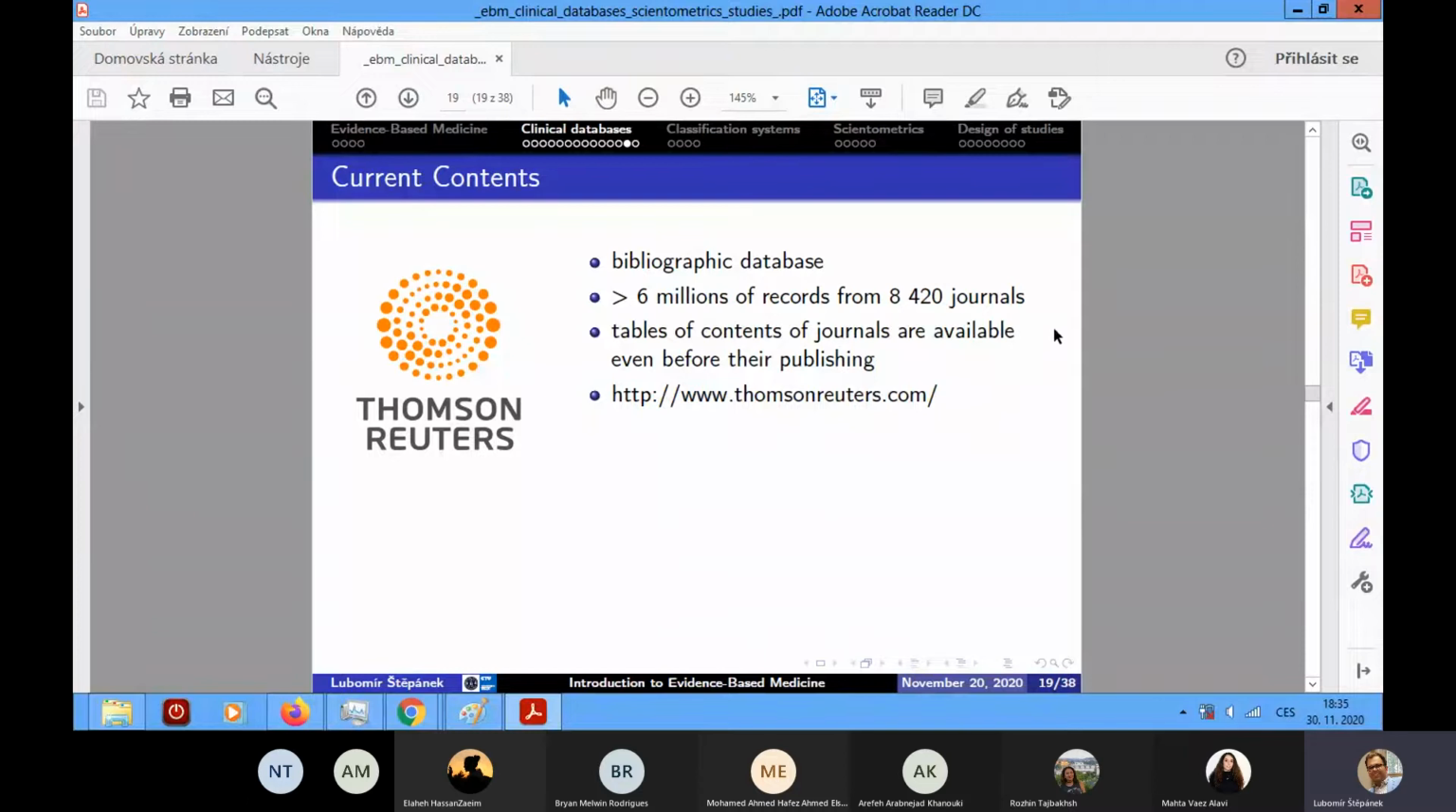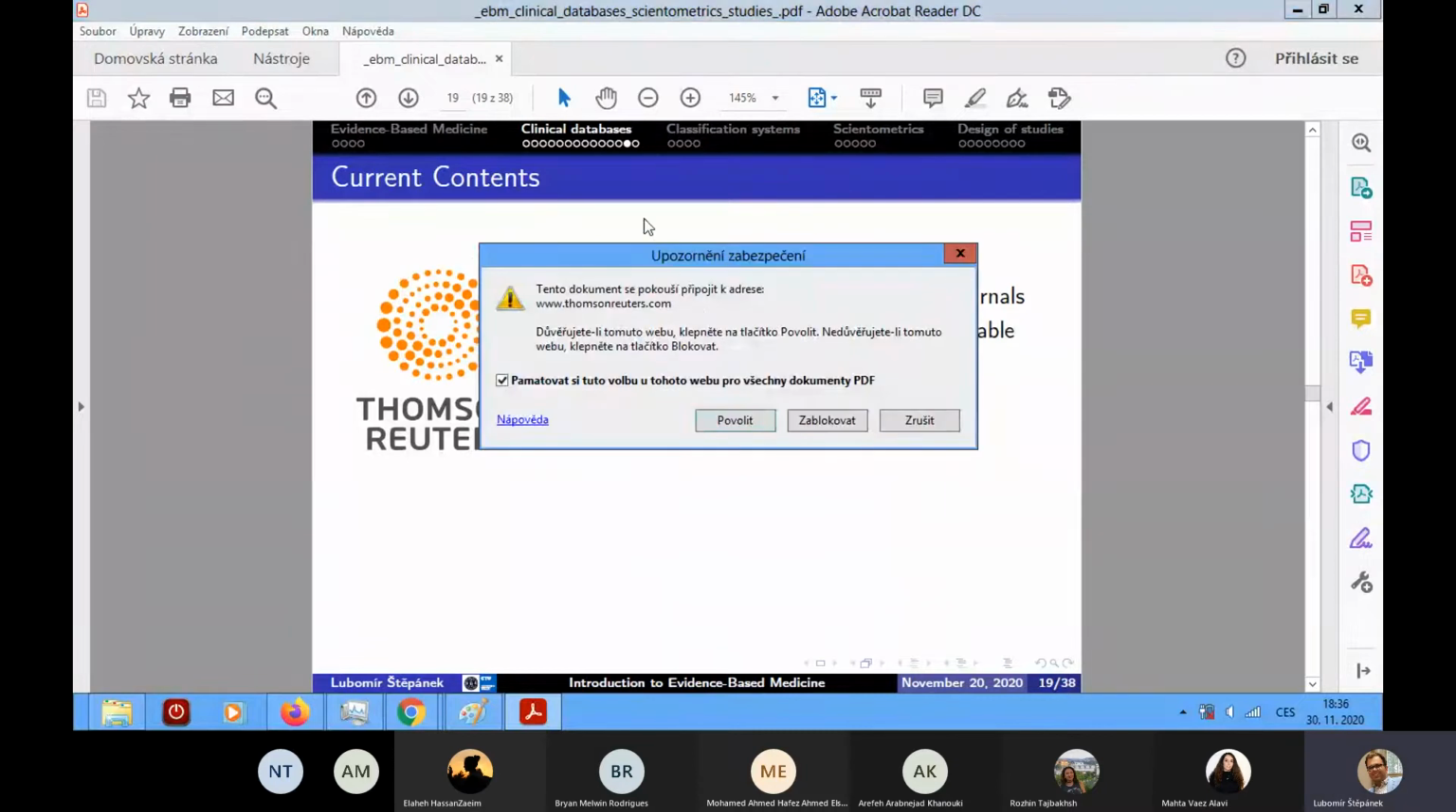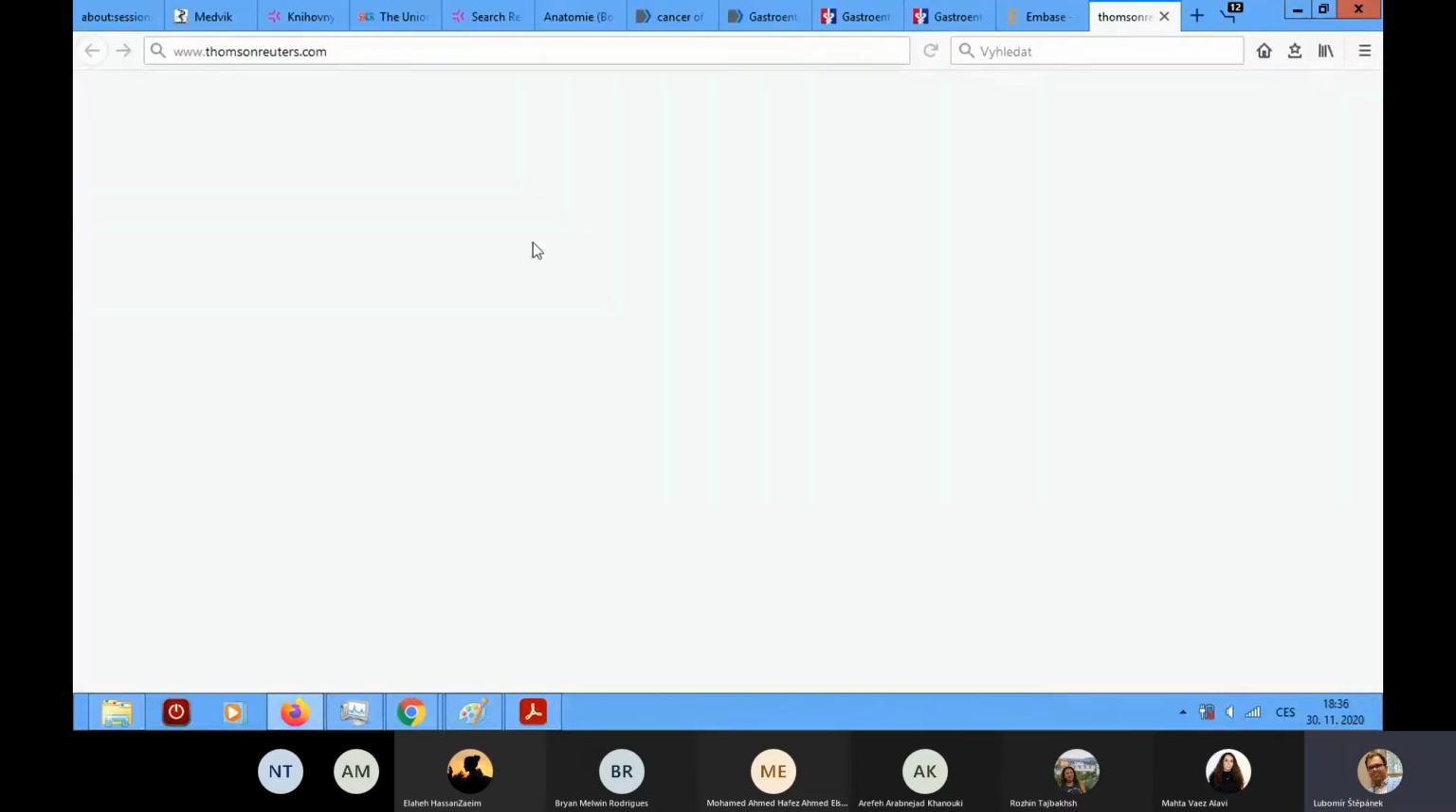It's very well known for something which is called impact factor, and Thomson Reuters is like the guarantor of the fact that impact factors are calculated correctly for all the worldwide journals in biomedicine. So Thomson Reuters is well known for this. Maybe it's also good for scientometrics, but still, it's more for that. But it works on pretty similar principles as Embase.